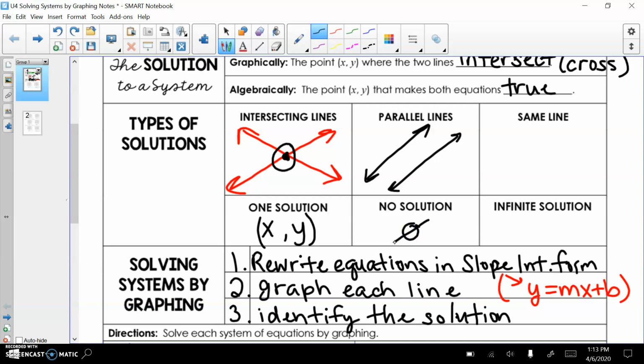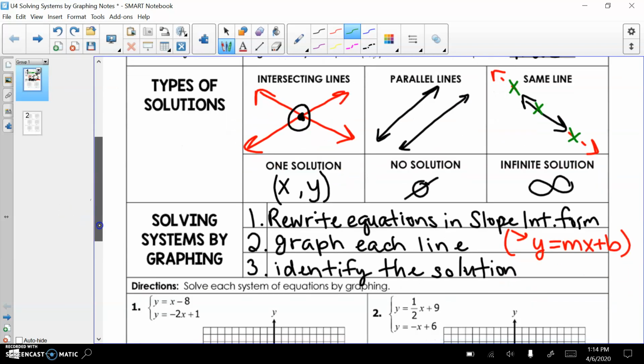Then let's see, the same line. That's exactly what it sounds like. So say we have a line like this, and then we graph the other line and it's right on top. Actually, let me go back. I'm going to change colors so you can actually see what I'm talking about here. Okay. And then say we have another line that's just right on top of it. The solution for that one is going to be infinite because no matter where we look on the line, whether it's right here, here, here, it'll all be true because they're the same exact line.